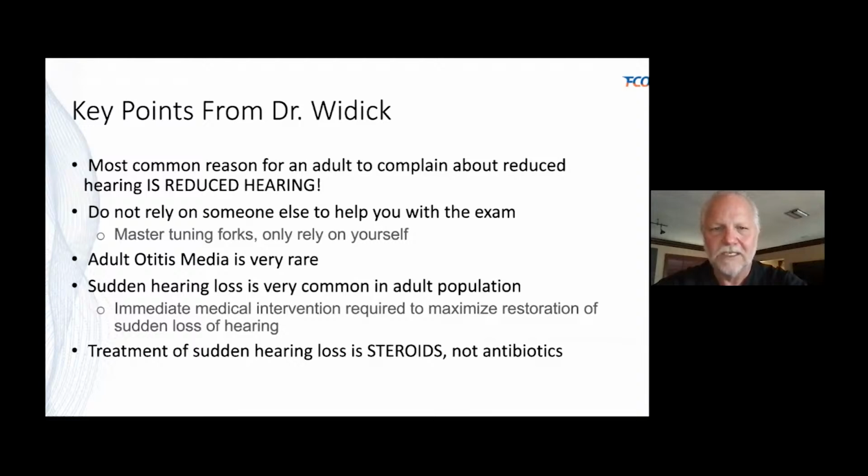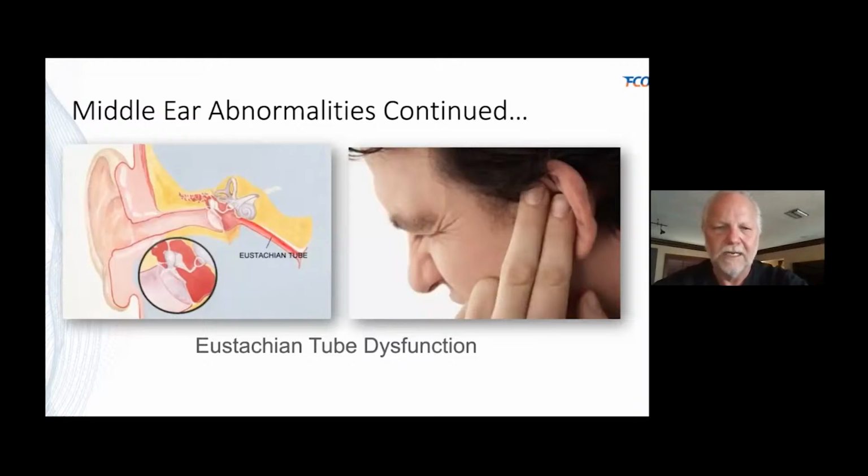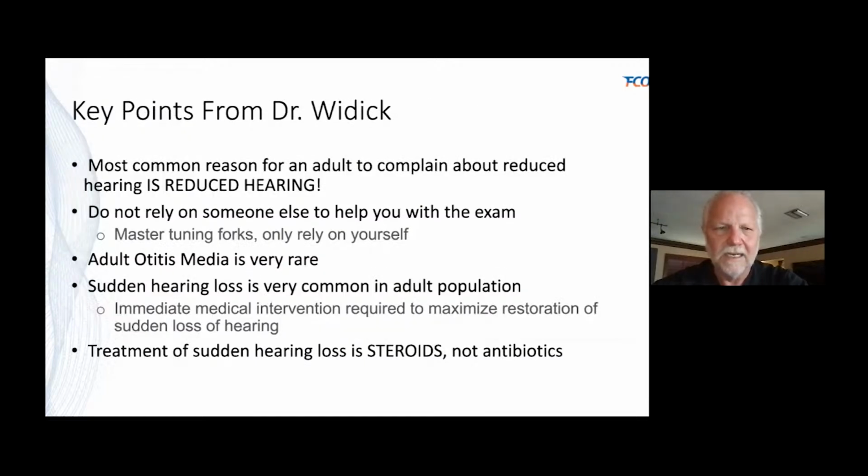Eustachian tube dysfunction is a common problem. People complain of fullness and pressure, especially when flying. It can result in infections and cholesteatomas. The key point that I want to make here is to use tuning forks. You need to be able to identify, in most cases, sudden hearing loss, which is common in adults, and fluid otitis media is very uncommon in adults. And sudden hearing loss is treated with steroids, not antibiotics.